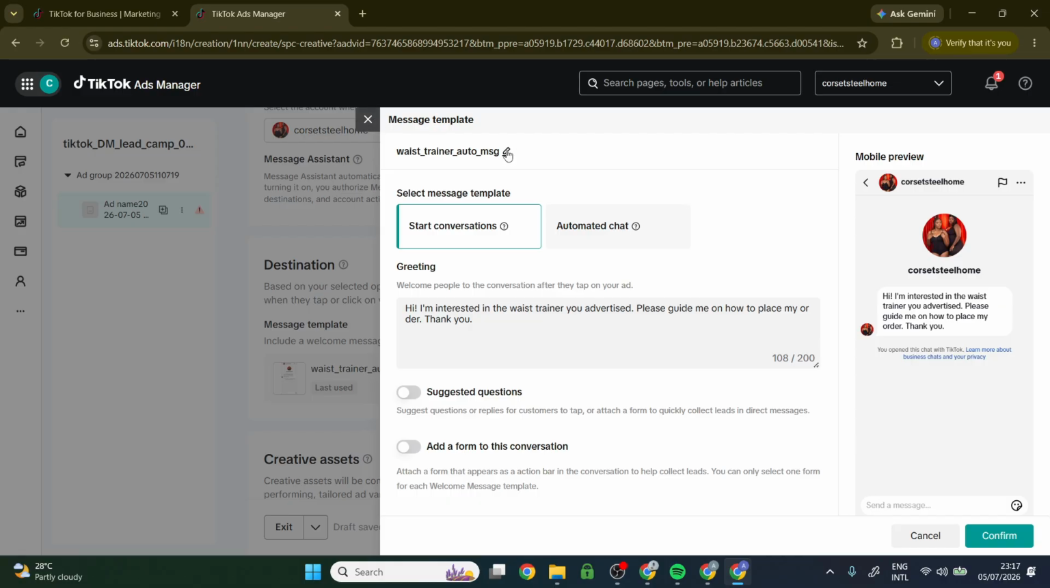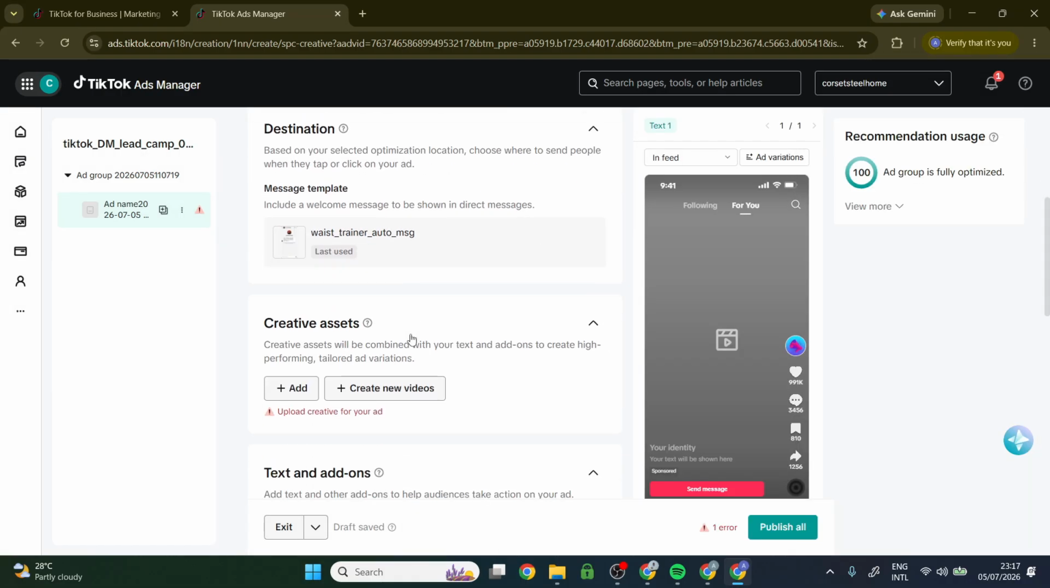And also you need to click on this icon to edit the name to something that you can easily remember, most especially when you start running ads and having more than one to three different products that you are advertising at the same time. So you need to know the message template that is for a particular ad and a message template that is for another ad. So this is very, very important.